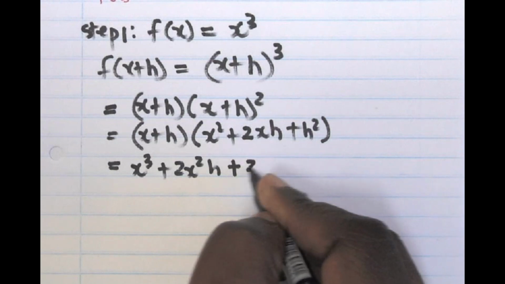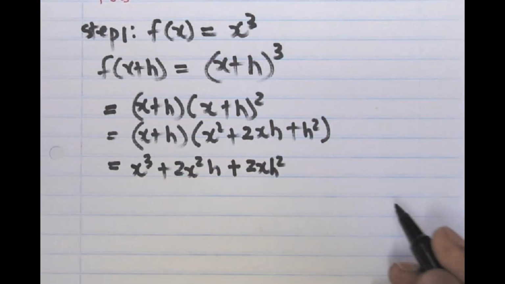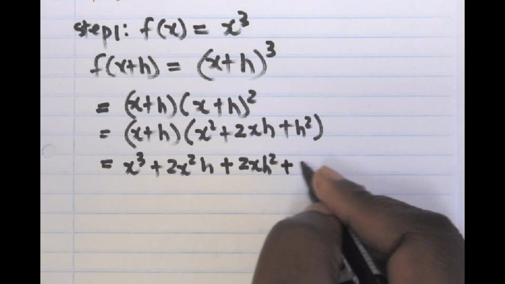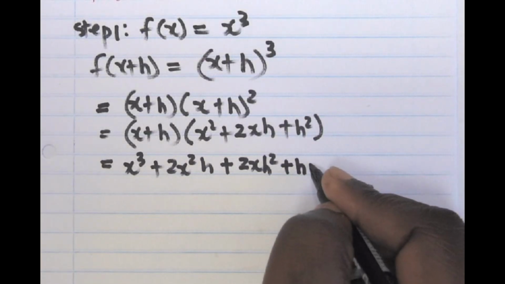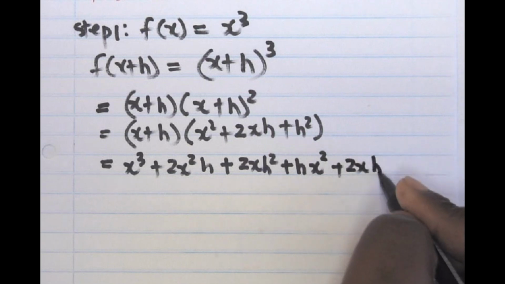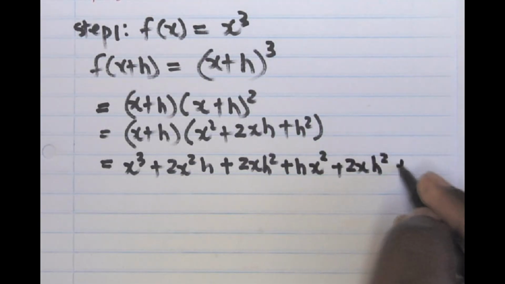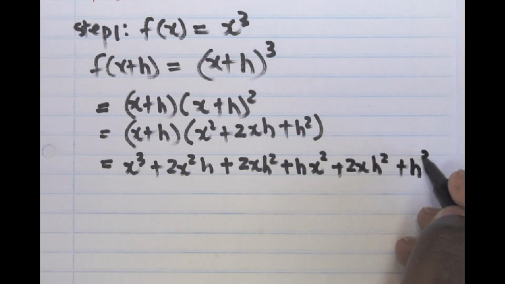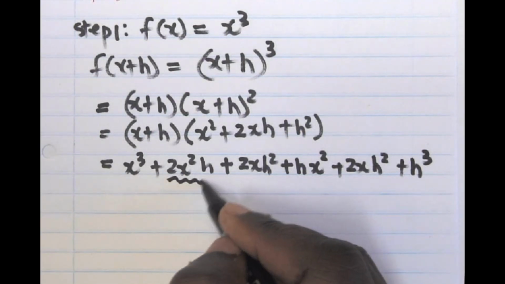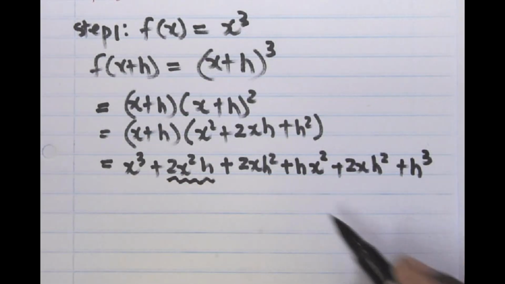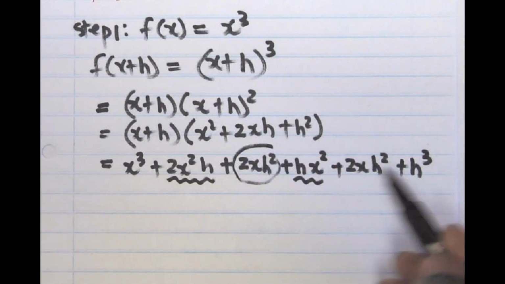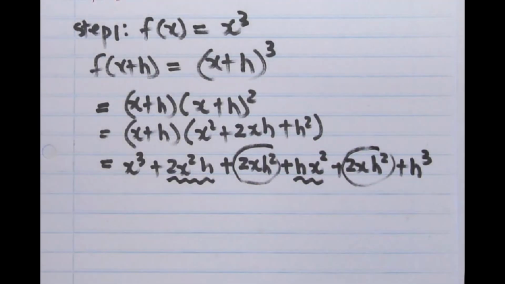plus 2xh squared. Then let us distribute the h. I'm going to get plus h, then x squared plus 2xh squared plus h cubed. Do I have like terms? Let me check here. This part and this part. I also notice that this part and this part, they are like terms.